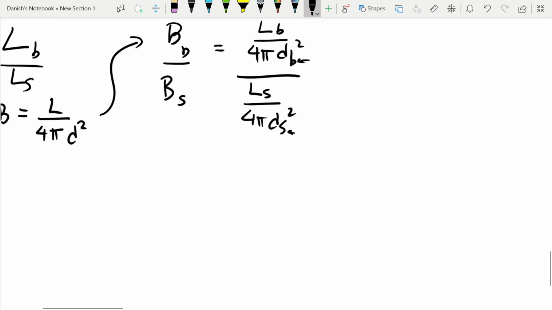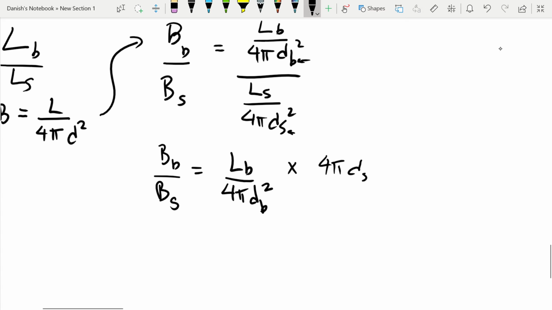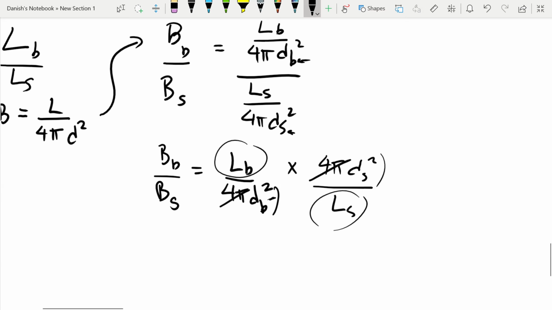So we want to clean this up a little. We don't like it this way. It's confusing. So we use our simple keep, change, flip, and we get to here. Keep, times 4 pi Ds squared over Ls. Now the 4 pi's will cancel out, and essentially we're looking for this very ratio. So we just move this and this to the other side, and we'll more or less get our answer.